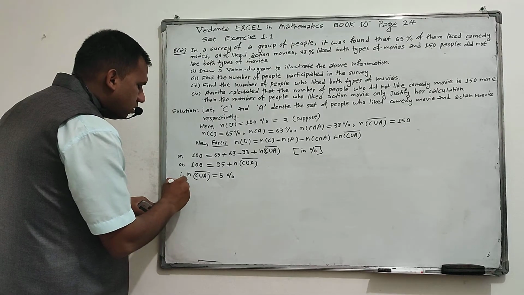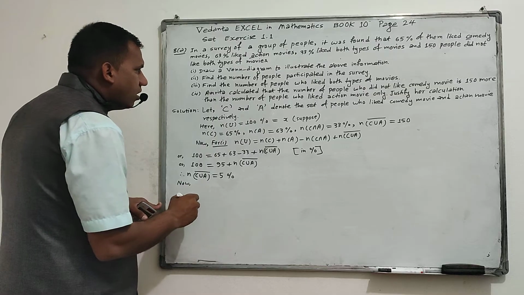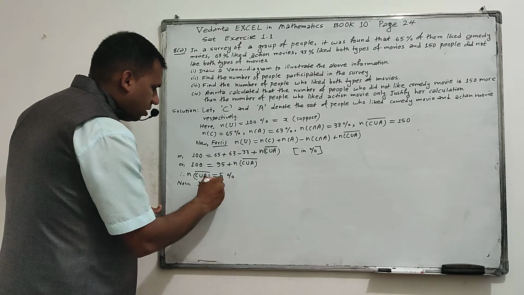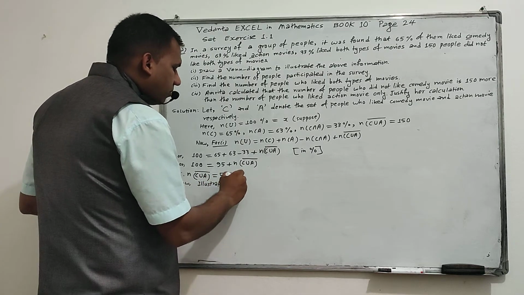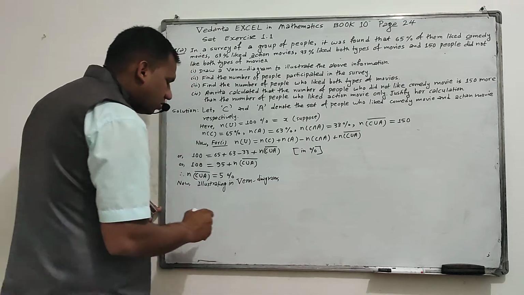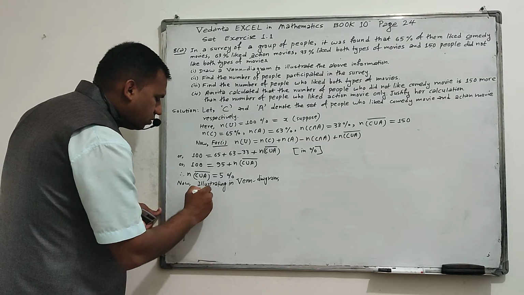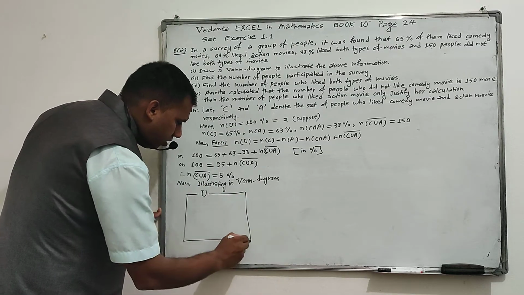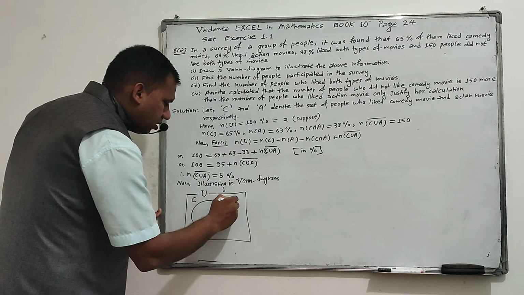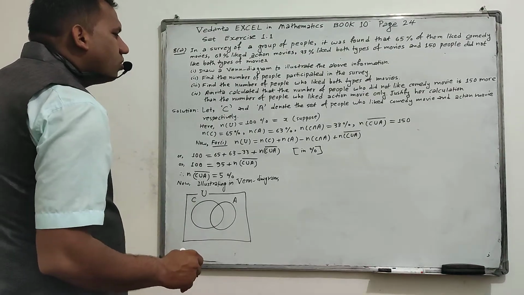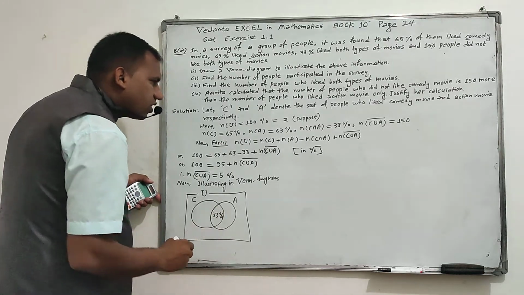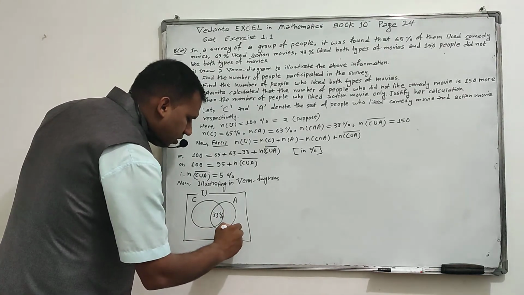Now, illustrating in Venn diagram. Universal set U, then two subsets C and A. Like both, that is 33%. So here is 33%. Like none, that is 5%. So here is 5%.